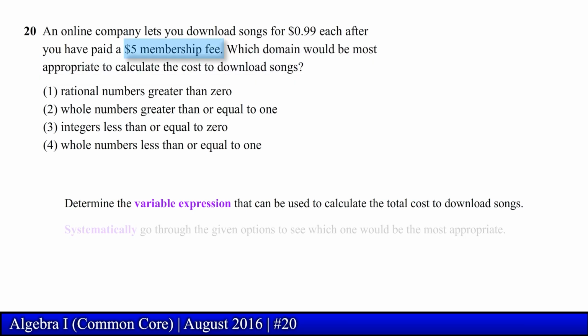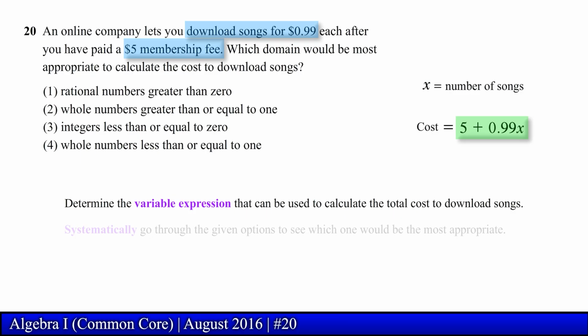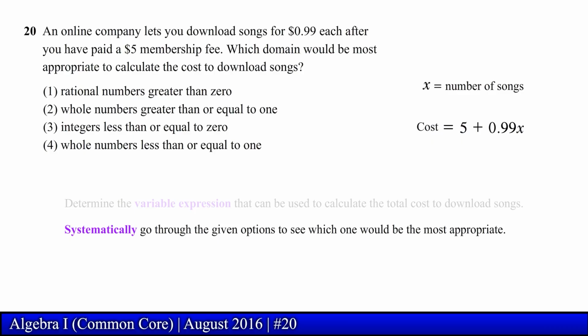According to the problem, there is an initial membership fee of $5, which has to be paid before you even start to download songs. Once you pay the membership fee, then you will be allowed to download songs for 99 cents each. So if we let x represent the number of songs, then the total cost for downloading x number of songs will be given by the following expression: 5 plus 0.99x. This expression represents the total cost for downloading x number of songs. Now let's systematically go through the given options and determine which one would be the most appropriate.